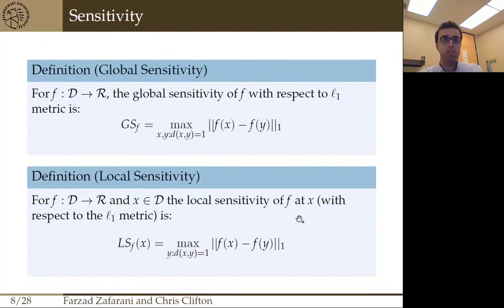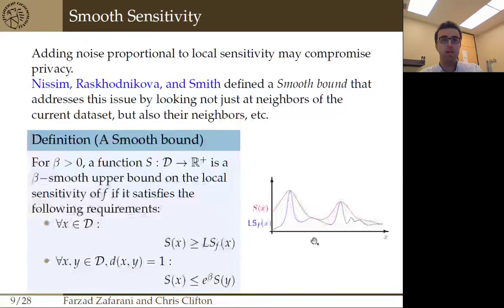The other one is called local sensitivity, which is defined for a given database X, and we only look at the neighbors of X and report the maximum absolute difference between f(X) and f(Y) for all neighbors of X, denoted by Y. The thing to note here is that adding noise proportional to local sensitivity tells you something about the data set. So it doesn't really end up giving you differential privacy.